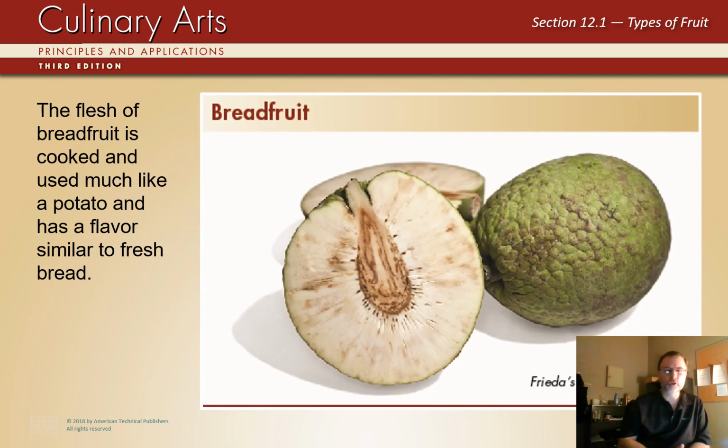Flesh of breadfruit is cooked and used much like a potato and has a flavor similar to fresh bread. It's native to Polynesia, has a bumpy green skin, white starchy flesh. It's about the size of a small cantaloupe. When unripe, the flesh is cooked and used much like a potato. As the fruit ripens, the flesh becomes softer and slightly sweeter and can be filled with butter and brown sugar and roasted.